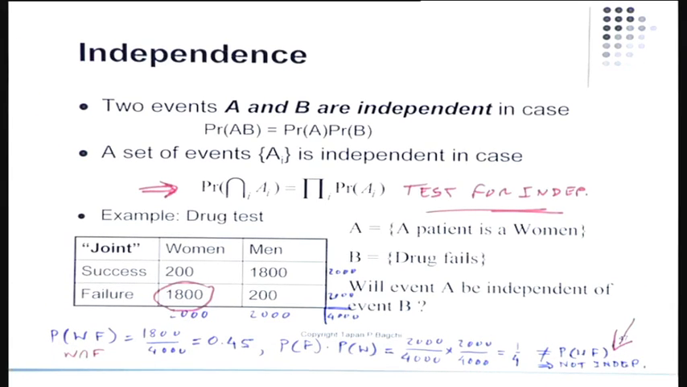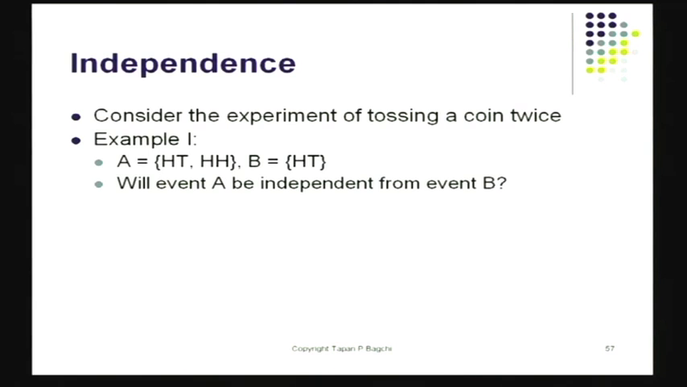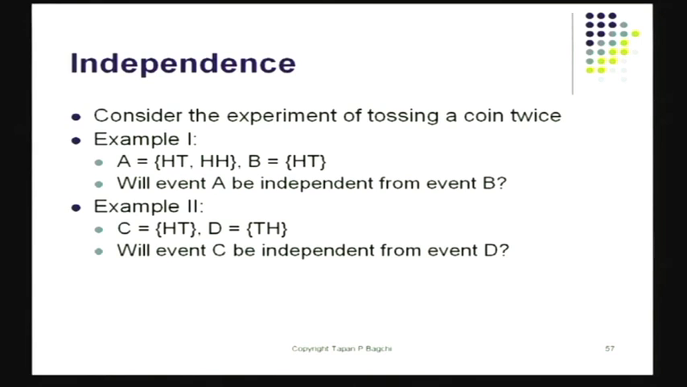Let's see what else we are being told about independence. I'm going to be coming back again to one of the examples. Consider the example when I toss the coin twice. The outcomes for event A were defined as head and then tail, or two heads. And B was the event head and tail. Will the event A be independent of B? This is the question I have.